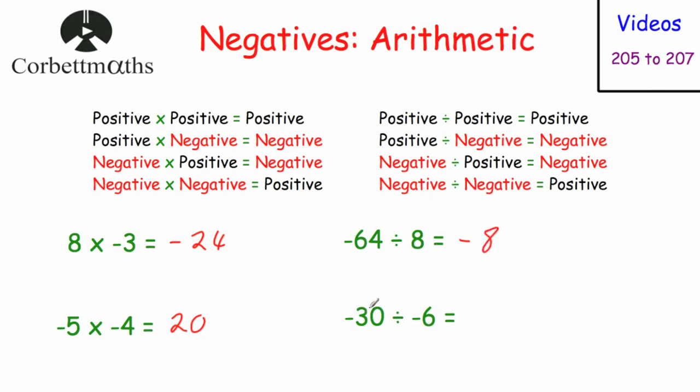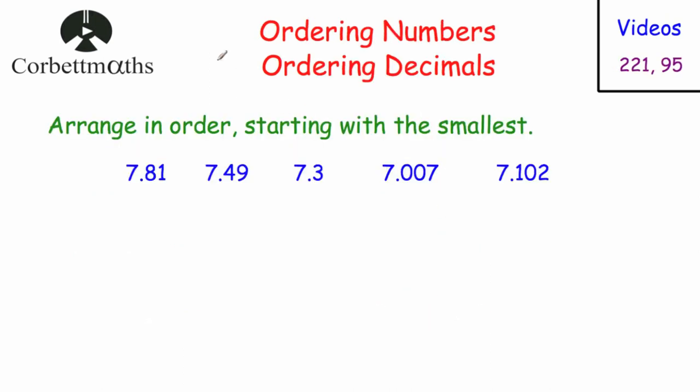And our next question, we've got negative 30 divided by negative 6. So it's a negative divided by a negative, so we're going to get a positive answer. And we'll get 30 divided by 6, that's 5, so the answer would just be 5. And that's it. Okay, let's have a look at our next topic.